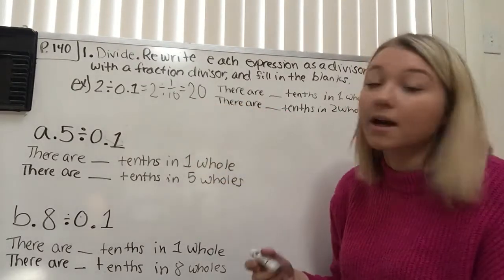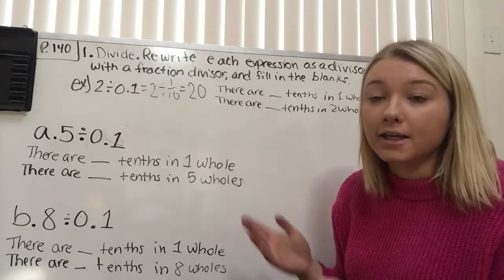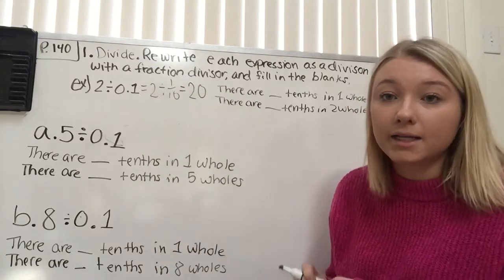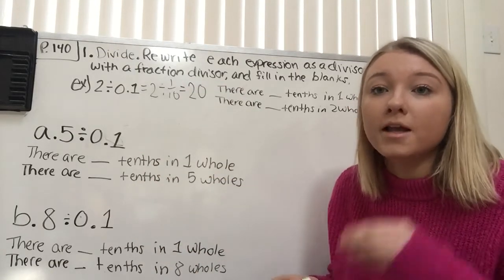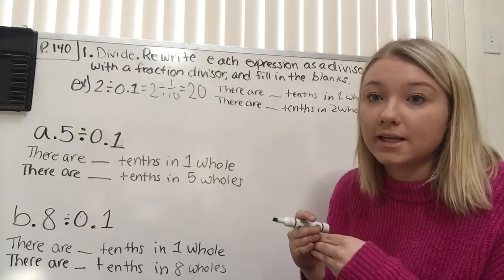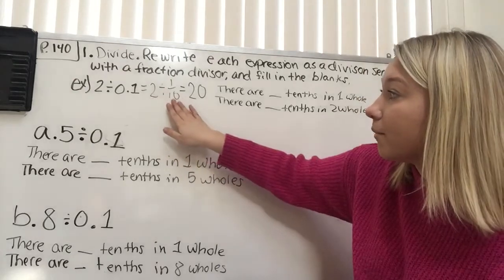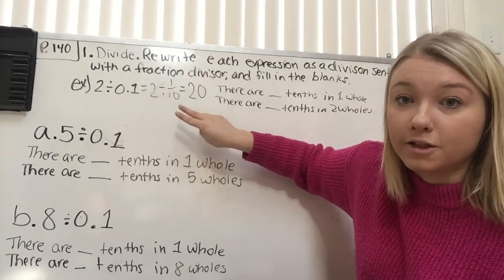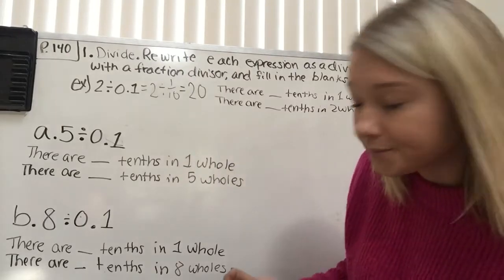So I hope you guys are comfortable now with the keep, change, flip, and so that's what we'll be doing here. I'm not going to take time to rewrite it. Just remember that that's what we're doing, okay? Because I want you guys to get comfortable with just seeing that this is 2 divided by 1/10, and it's going to equal 20 because we're just going to flip it, and it'll just be 2 times 10, okay?